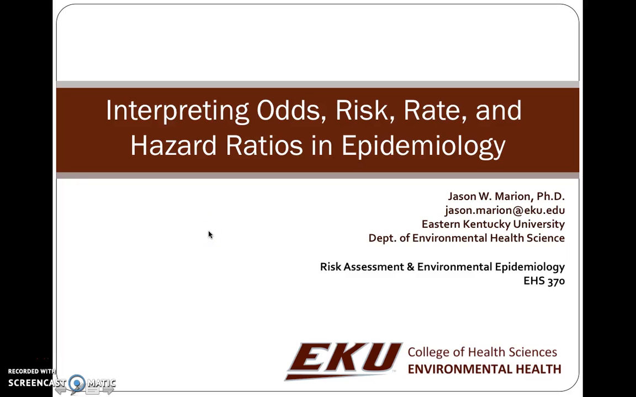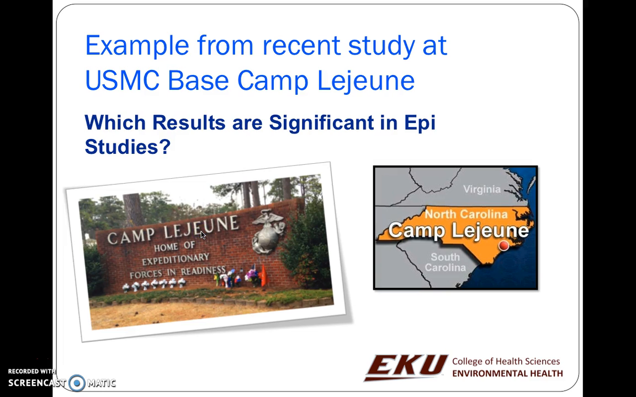All right, the focus of this video is going to be on interpreting odds, risk, and rate ratios, as well as hazard ratios in epidemiology. It's a pretty basic set of skills that are required of all practicing environmental health scientists, as well as persons who are epidemiologists. And it's a very basic skill set that we ought to do and ought to know.